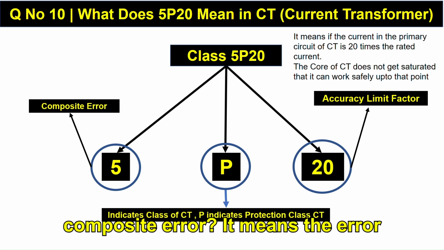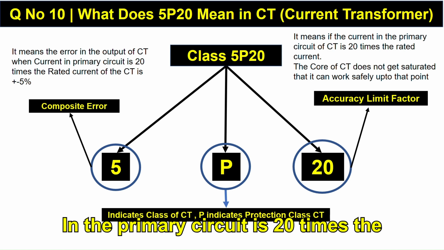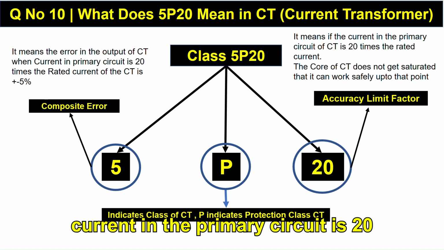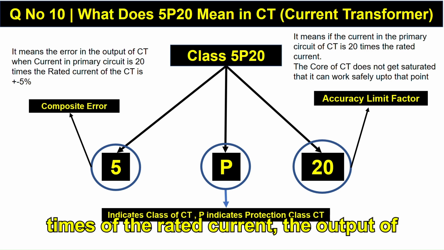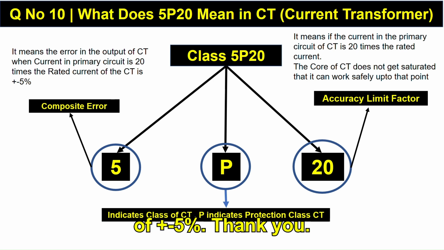What is composite error? It means the error in the output of the CT when the current in the primary circuit is 20 times the rated current of the CT is plus minus 5%. That means when the current in the primary circuit is 20 times the rated current, the output we get from the CT has an error of plus minus 5%.